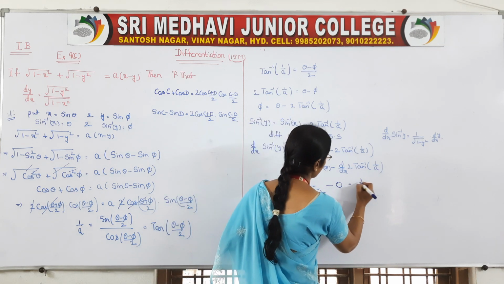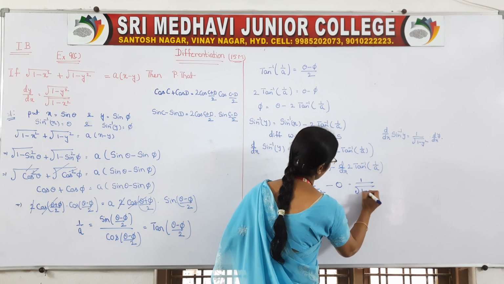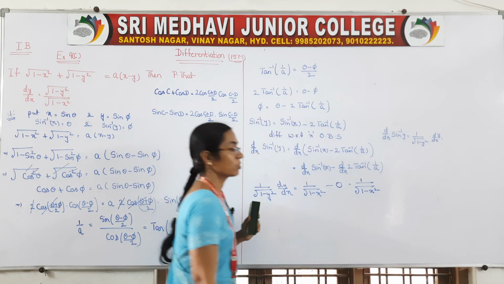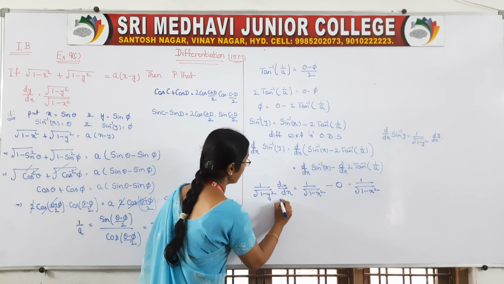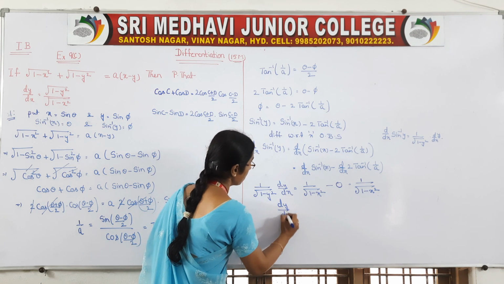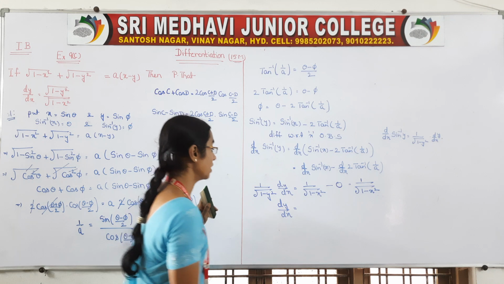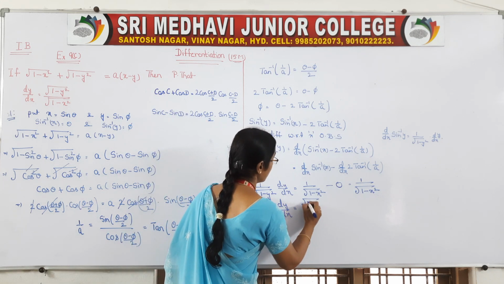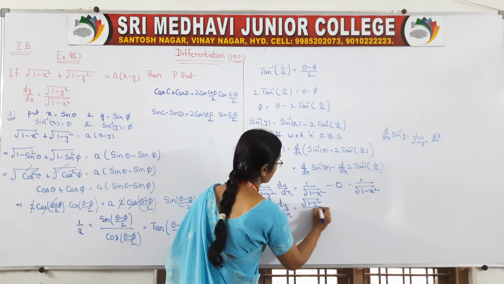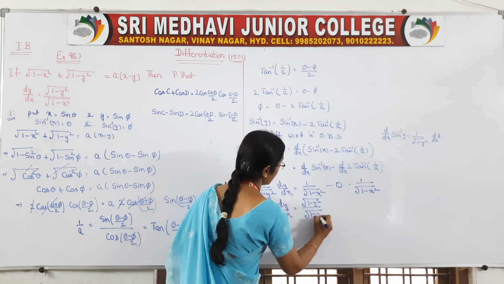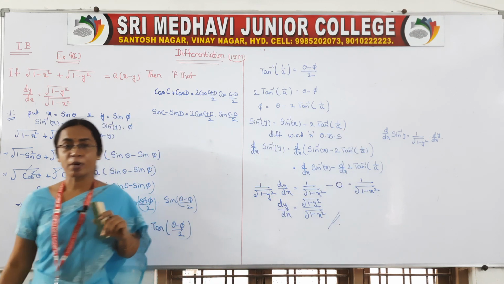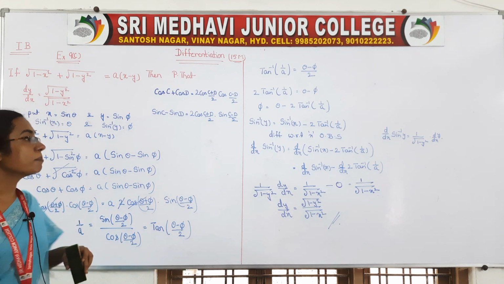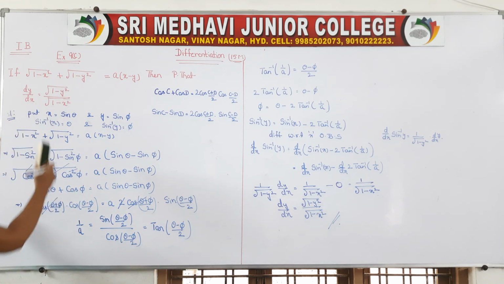So, it is equal to 1 by root of 1 minus x square. We want only dy by dx, so send this value that side. dy by dx is equal to root of 1 minus y square by 1 minus x square. That is the answer of your problem. So, very simple. Actually, you can enjoy these differentiations.